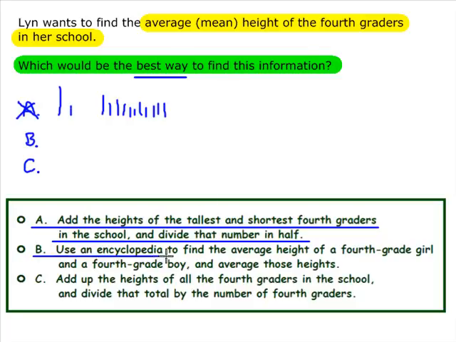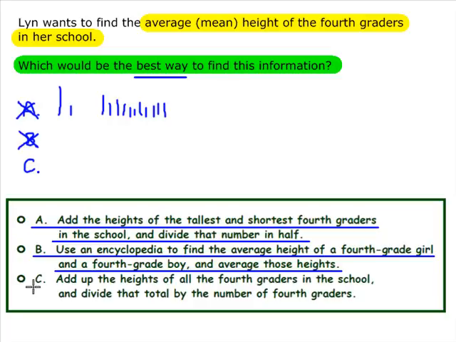B says, use an encyclopedia to find the average height of a fourth grade girl and a fourth grade boy and average those heights. Well, that encyclopedia is going to have data from who knows where, but not from Lynn's school, most likely. So that's going to be not very useful for Lynn. So we're going to strike that answer. So if A and B, at least A has some data from her school, and it's possible if there are only two fourth grade students, but B clearly makes no sense. So let's go on to C.